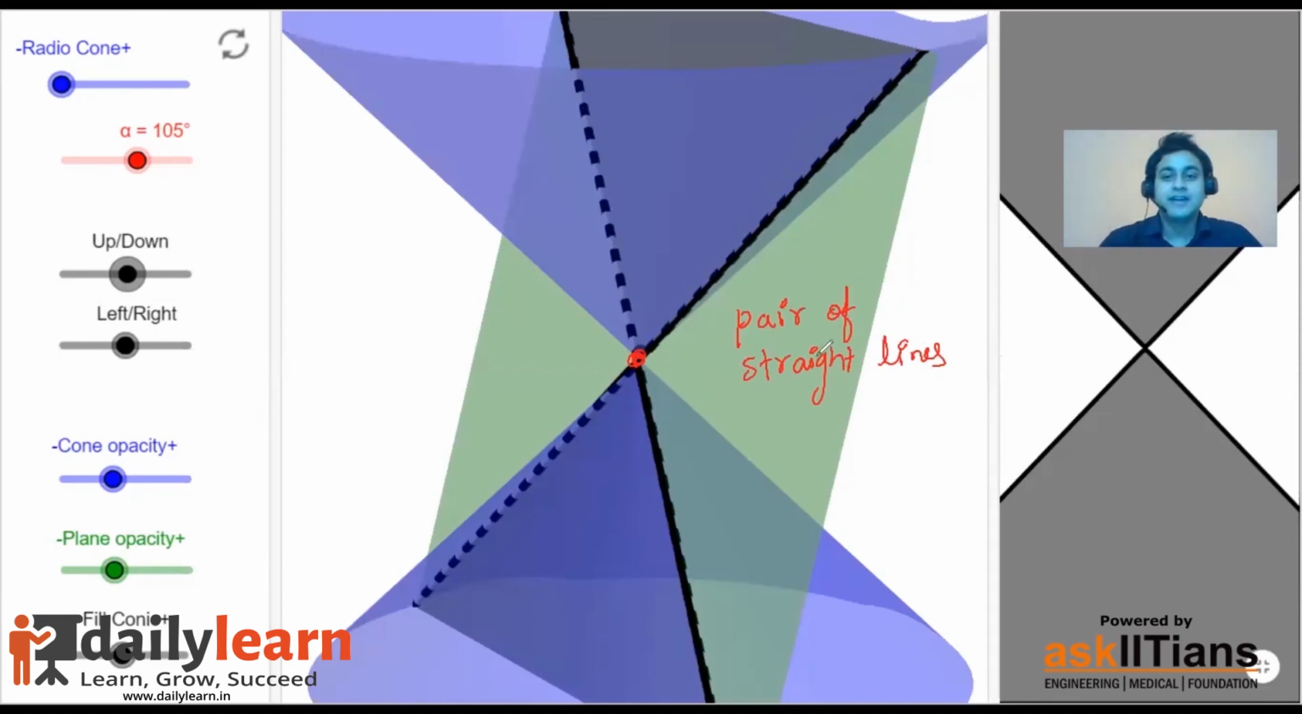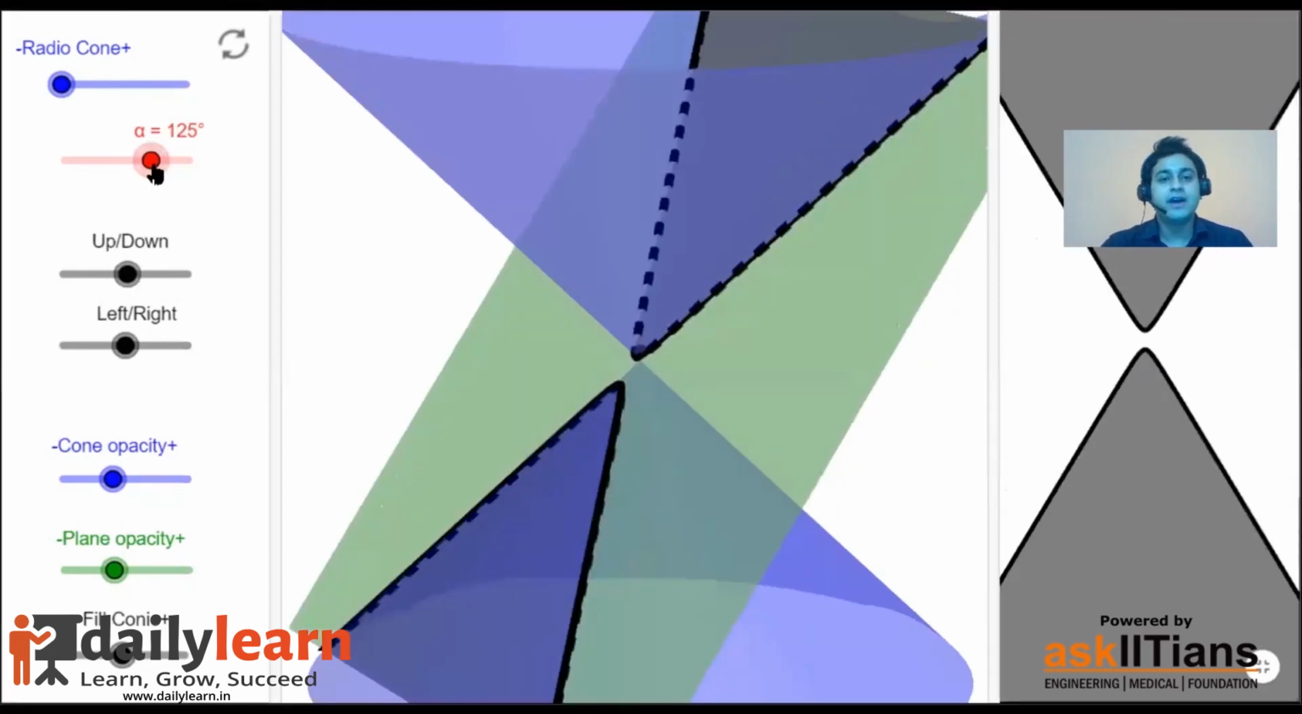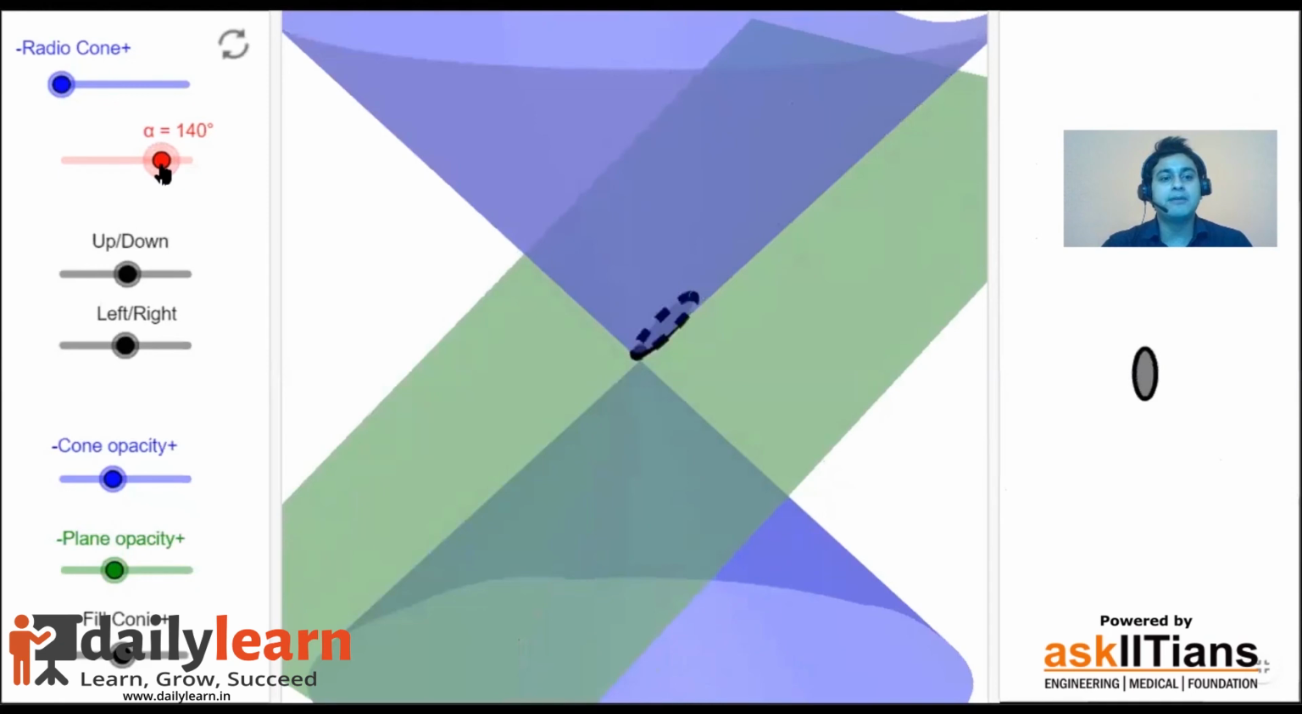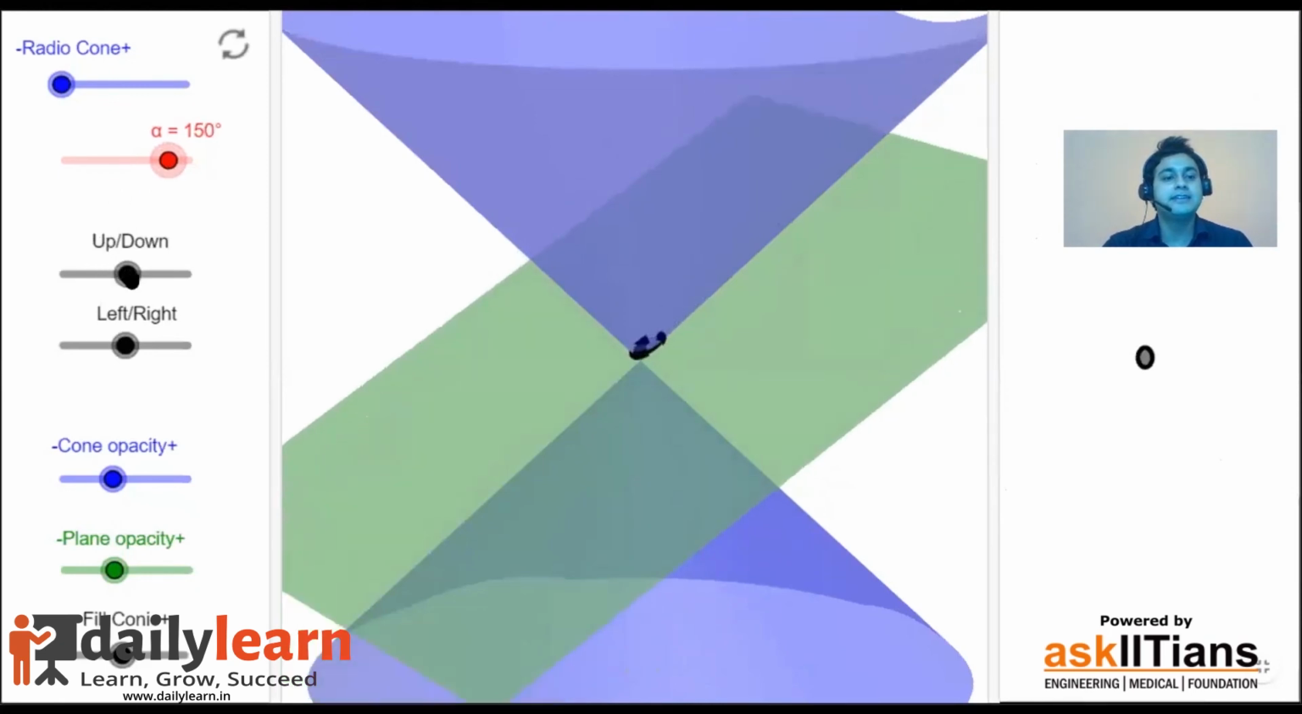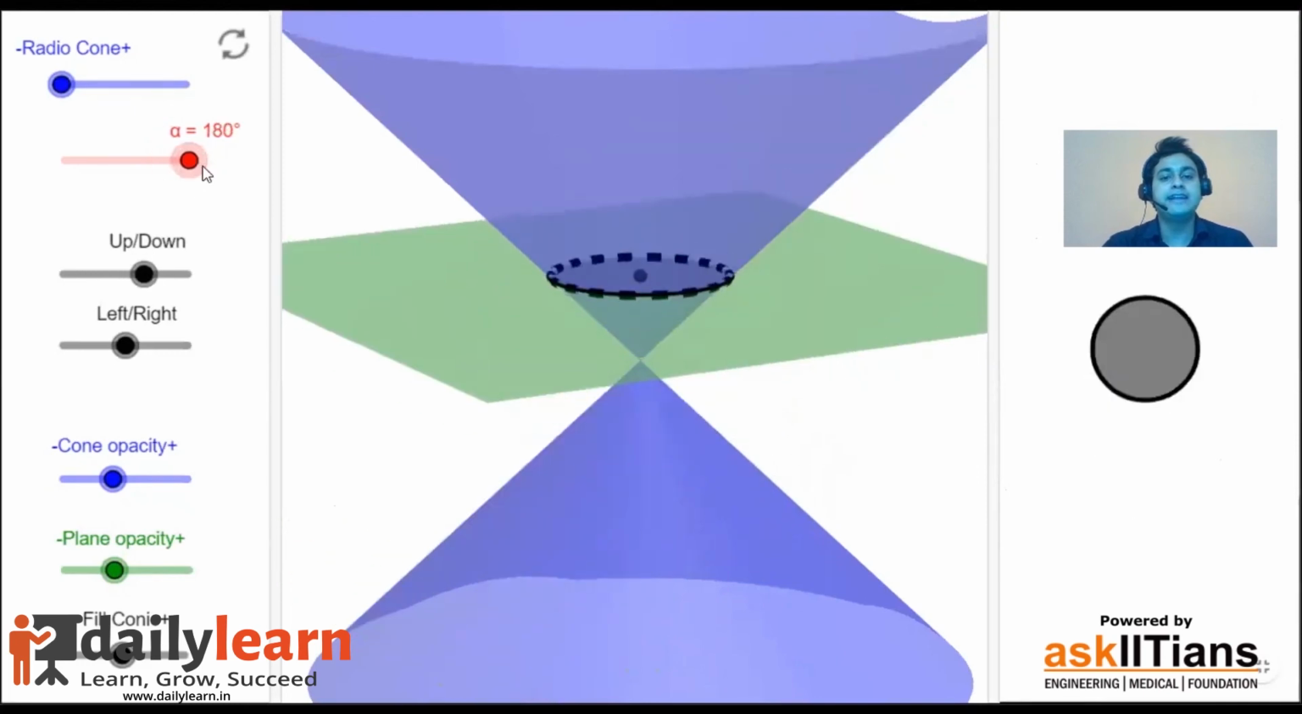Now if we keep on increasing the angle, the scenarios will retrace. Again we will get a parabola, and then in some scenario an ellipse, and if I increase my angle up to 180 degrees, we'll be back to a circle. This whole scenario keeps on repeating as you rotate and change the angle in any direction.